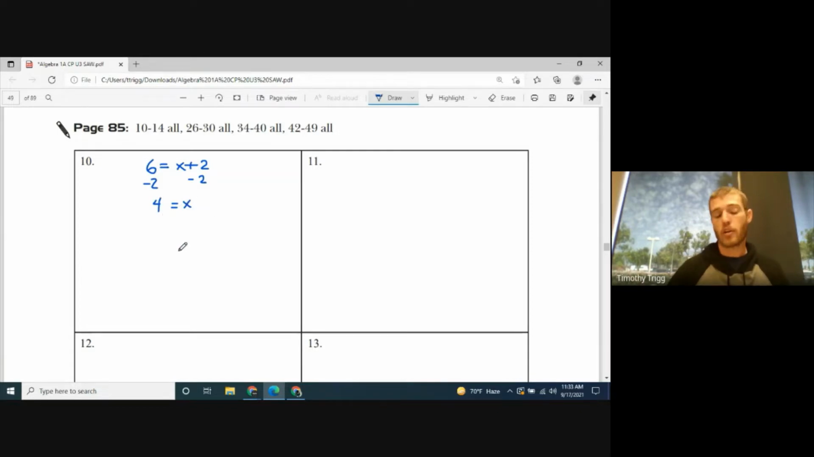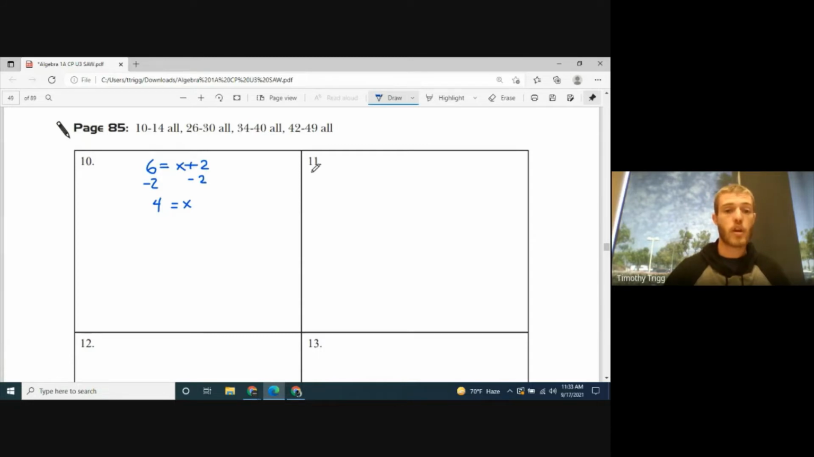Now, you can always check your answer. Here it asks you to check your answer, but you can usually plug it in in your head, right? 6 equals, and then we're saying 4 is x, so 6 equals 4 plus 2. Isn't that correct? Yeah, it is. 6 does equal 4 plus 2. So you know you did it correctly when it actually is equal.